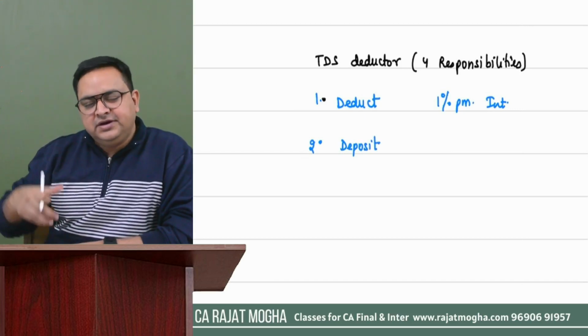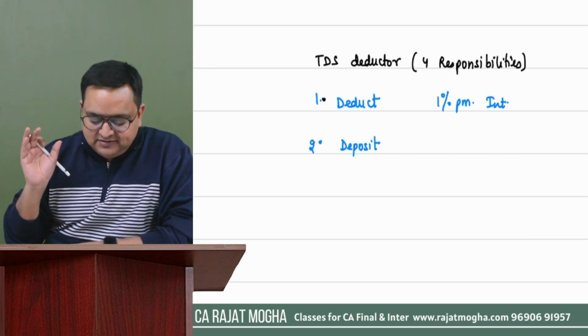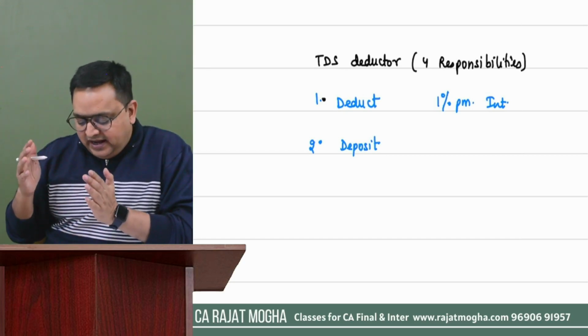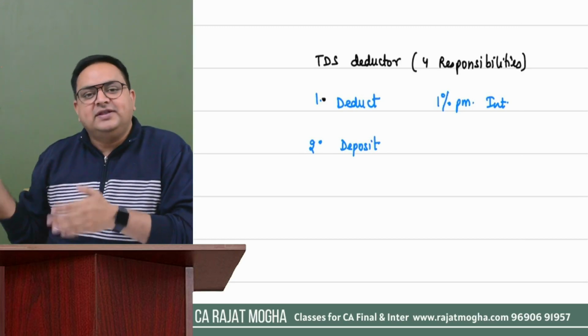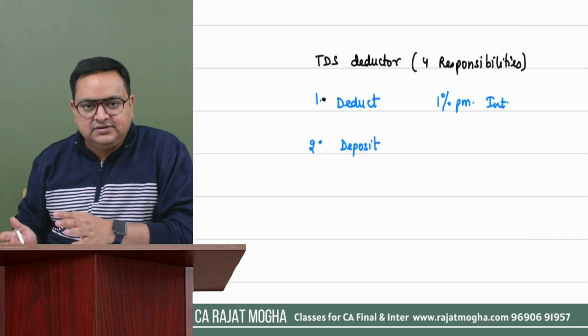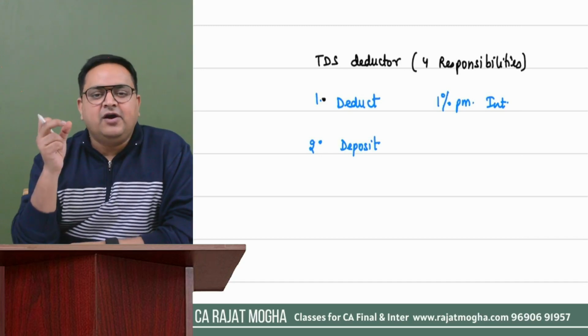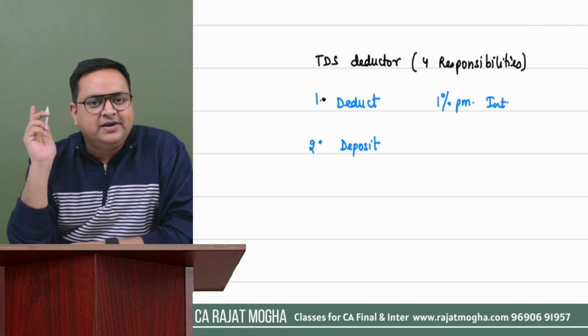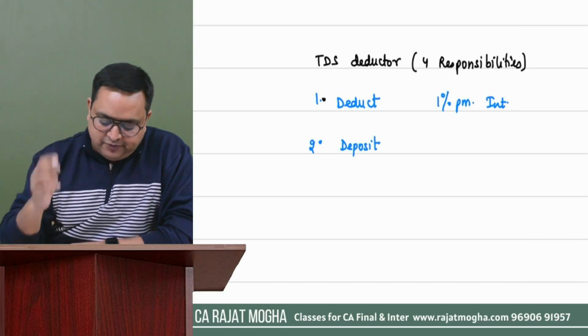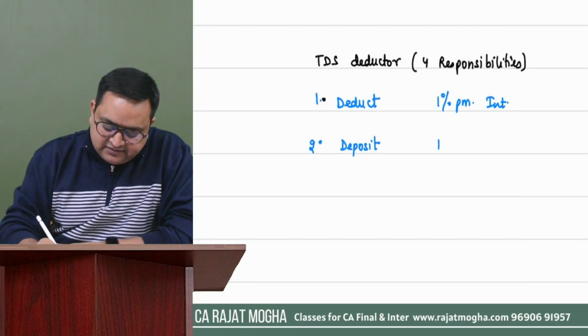When do you have to deposit it? By the 7th of next month, which I'll be discussing. In any month, if you have deducted the TDS, then you have to deposit that amount by the 7th day of the next month. Let's say you have deducted the TDS in January, then by the 7th of February you should deposit the TDS. If you do not deposit, then we will charge interest at a rate of 1.5% per month.